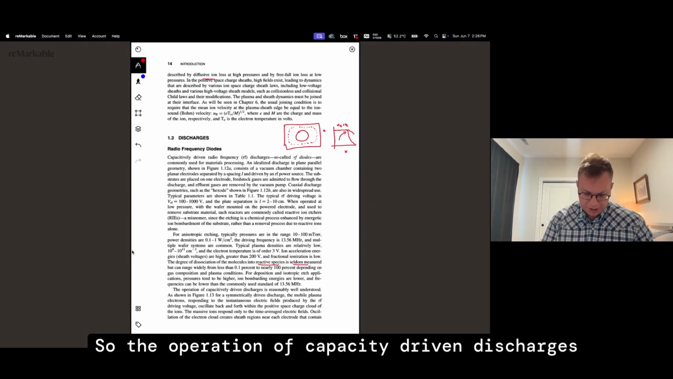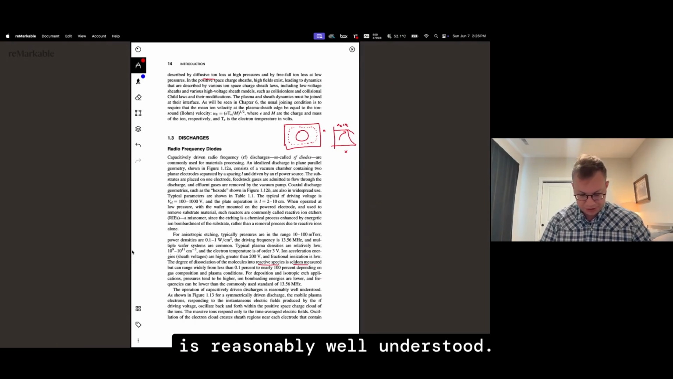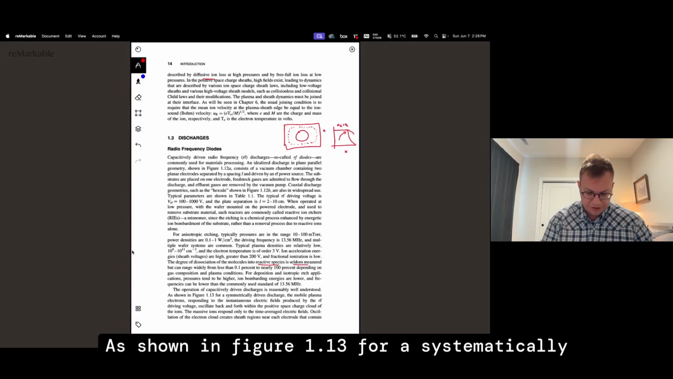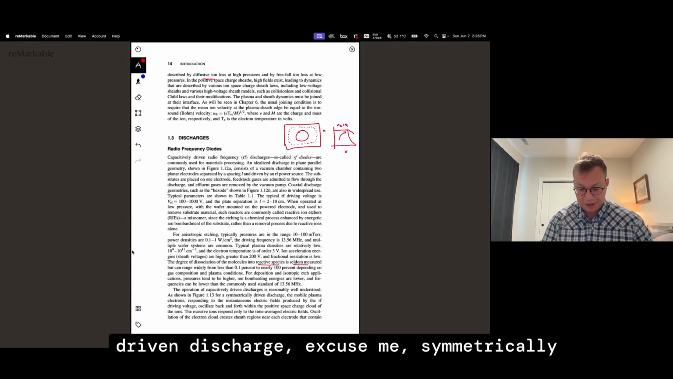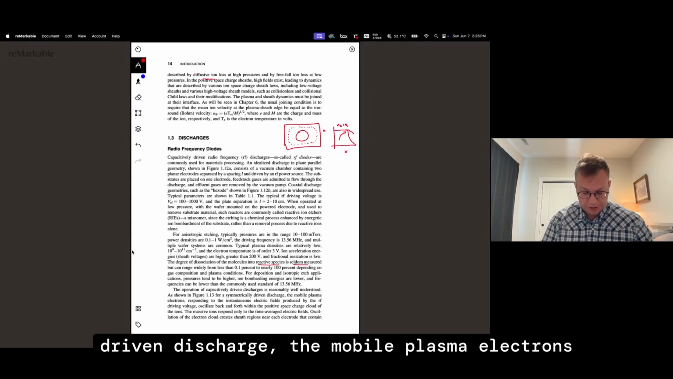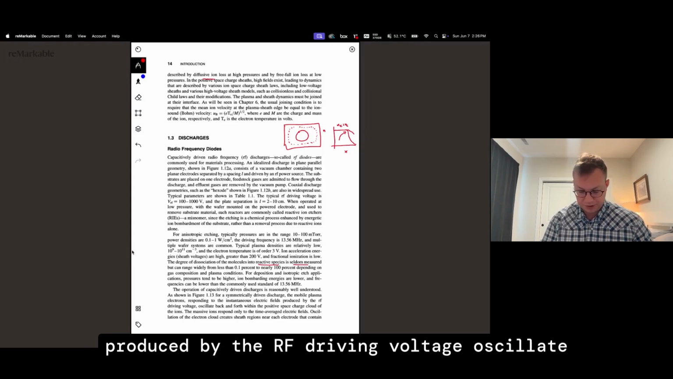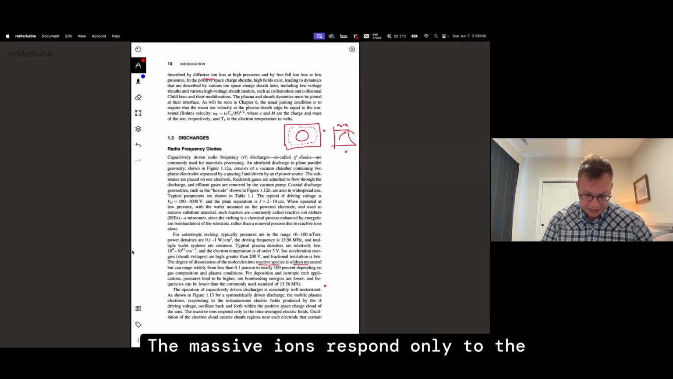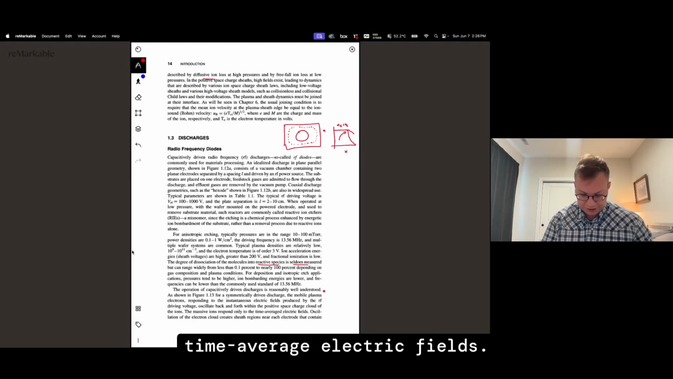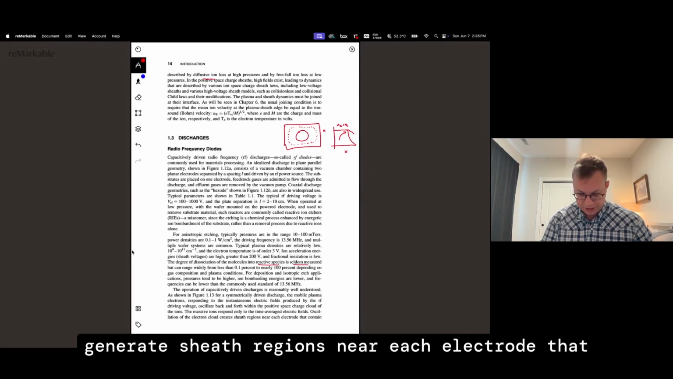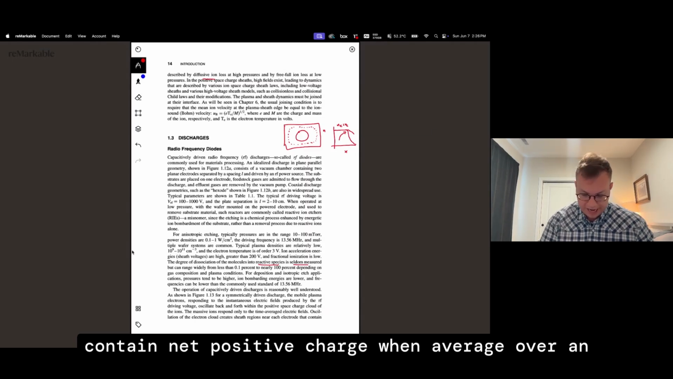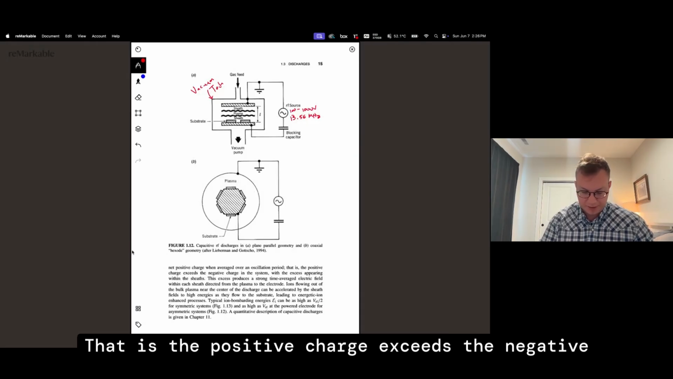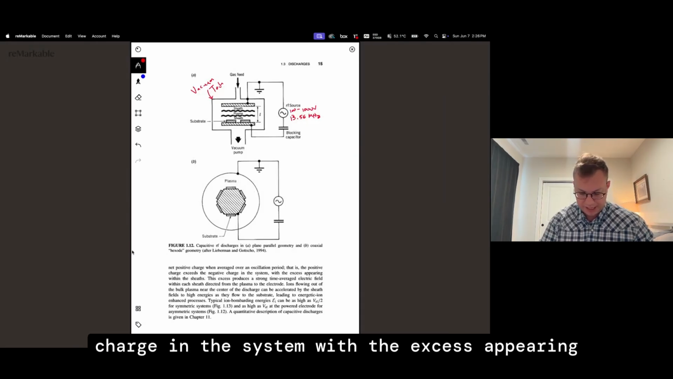So the operation of capacitively driven discharges is reasonably well understood, as shown in figure 1.13 for a symmetrically driven discharge. The mobile plasma electrons, responding to the instantaneous electric field produced by the RF driving voltage, oscillate back and forth within the positive space charge cloud of the ions. The massive ions respond only to the time averaged electric fields. Oscillations of the electron cloud generate sheath regions near each electrode that contain net positive charge when averaged over an oscillation period. That is, the positive charge exceeds the negative charge in the system, with the excess appearing within the sheaths.